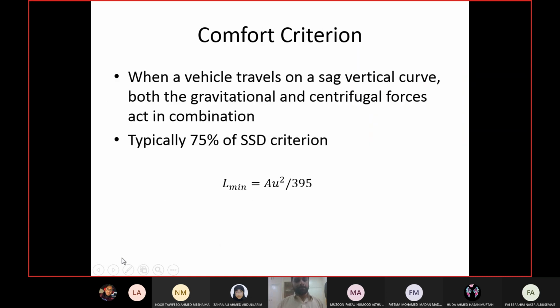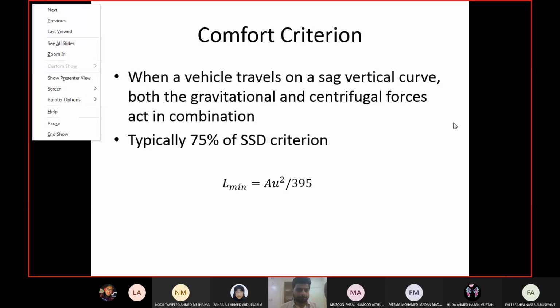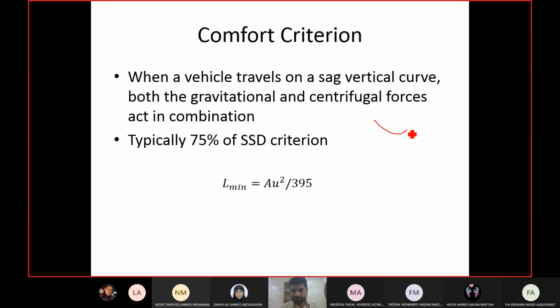Then we have comfort criteria. Okay. Now why do we have comfort criteria? When you are going on a sag curve, there are extra forces acting on you. One is the gravitational force, the other one is the centrifugal force. Gravitational force because you are going downwards, right? And centrifugal force because your motion is like this. Let me make it here. So your motion is like this. This is the sag curve, and I made it very sharp.